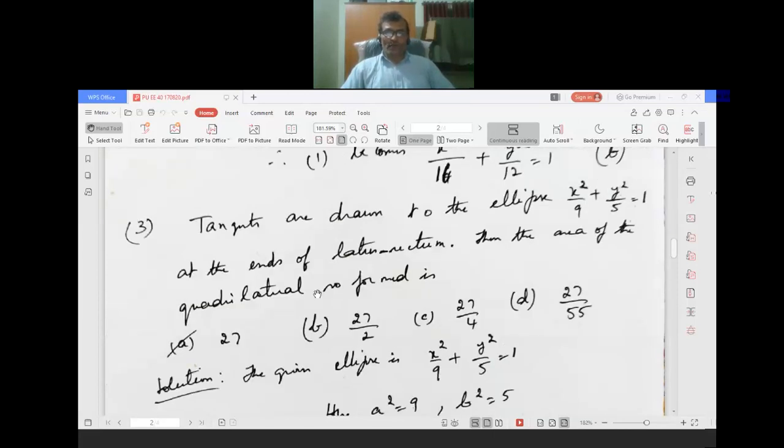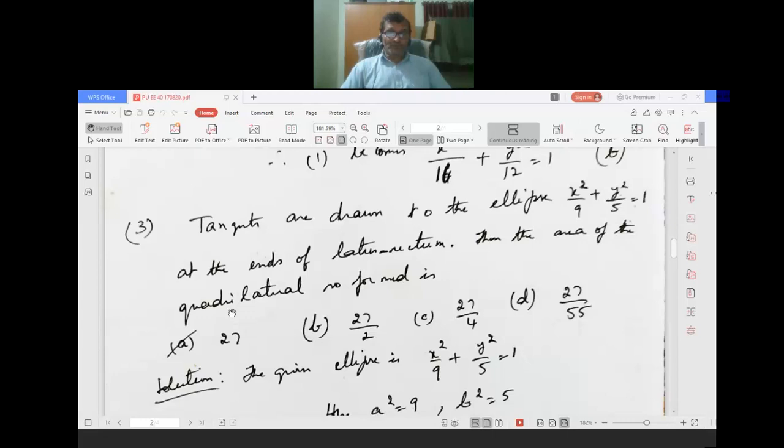Tangents are drawn to the ellipse x squared by 9 plus y squared by 5 equals 1 at the ends of the latus rectum. Then the area of the quadrilateral so formed is: A) 27, B) 27 by 2, C) 27 by 4, and D) 27 by 55.